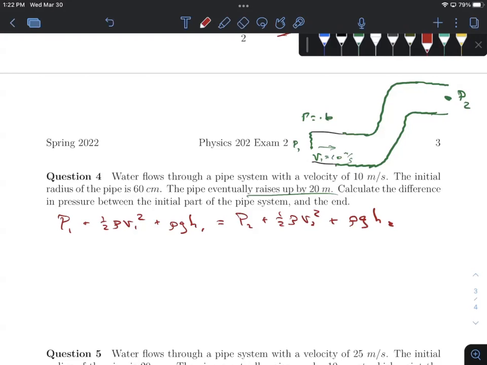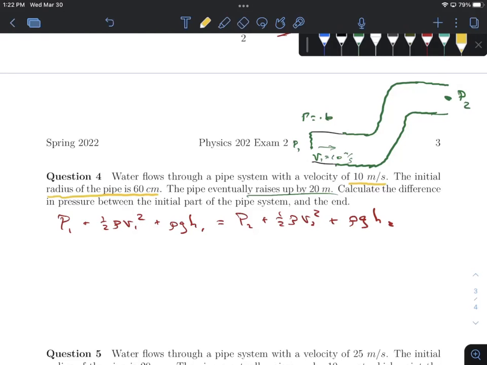There's nothing here that says anything about the pipe changing size. We're not told that the velocity changes. All we're told is that the height changes. So what that means is, even though I have information here about the speed of the fluid and the radius of the pipe, so it makes you think, I'm going to be using continuity soon.